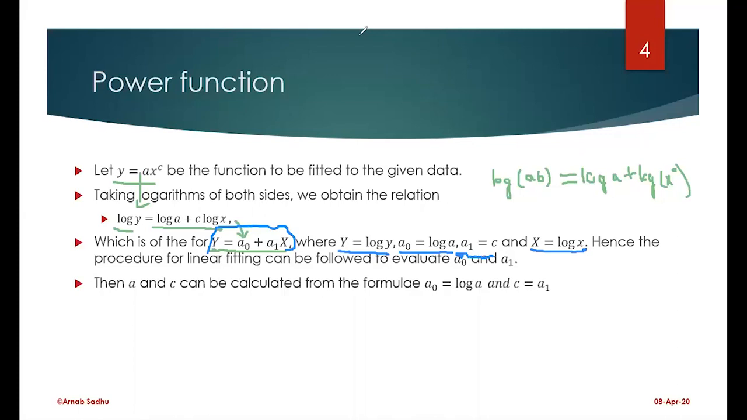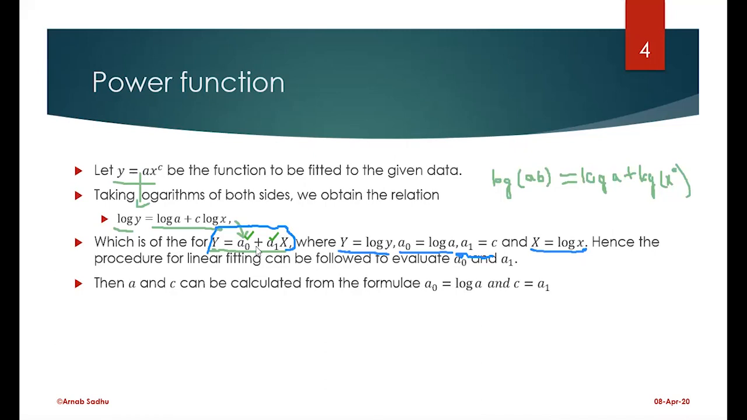Find out the values of A0 and A1. I can fit y is equal to a x to the power c into a straight line. That is what I am going to do. I want to find the value of A0 and A1. Now, as you know from the last day, if you can recall, we have taken a polynomial and fitted it into a straight line like this.